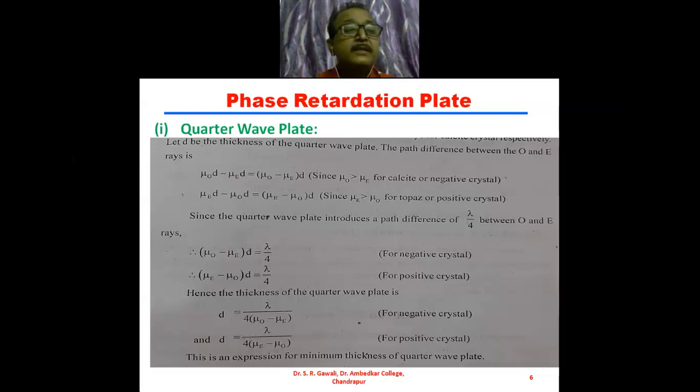D is the thickness of the quarter wave plate, and therefore D is equal to lambda by 4 into mu O minus mu E for the negative crystal, and D is equal to lambda by 4 into mu E minus mu O for the positive crystal. This is for the positive crystal and this is for the negative crystal. And this is an expression for the minimum thickness of the quarter wave plate.